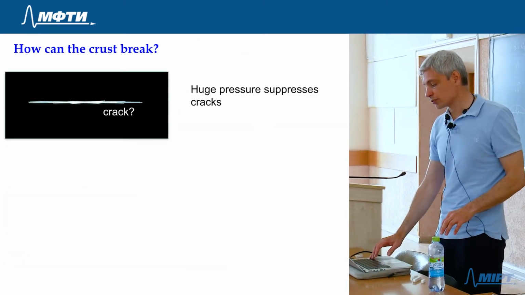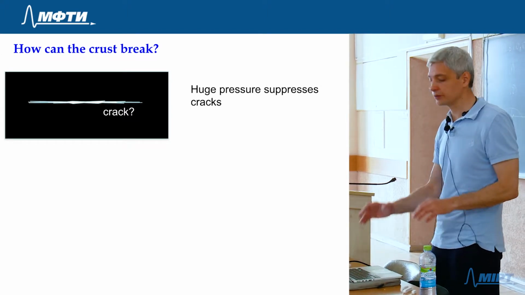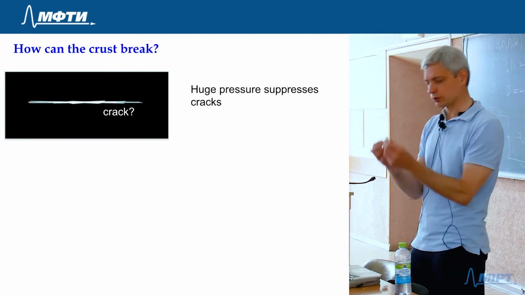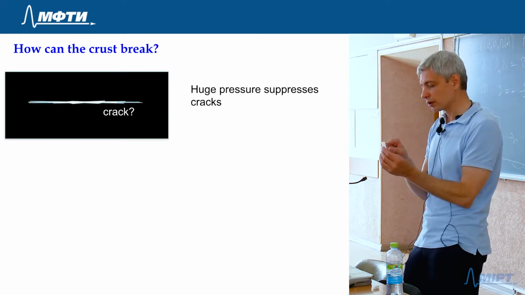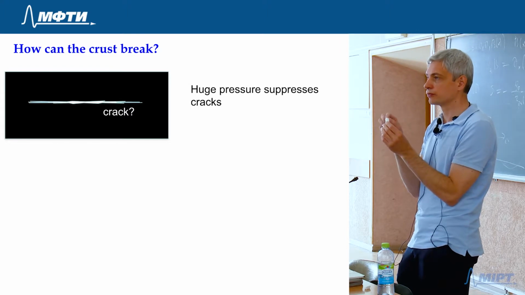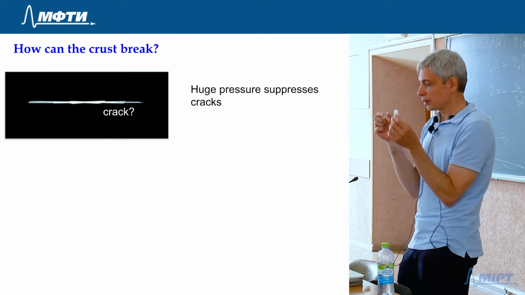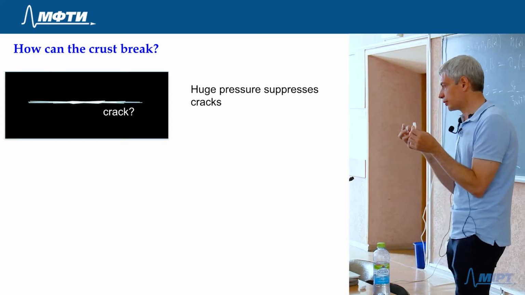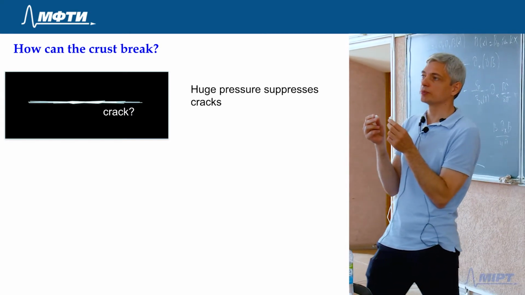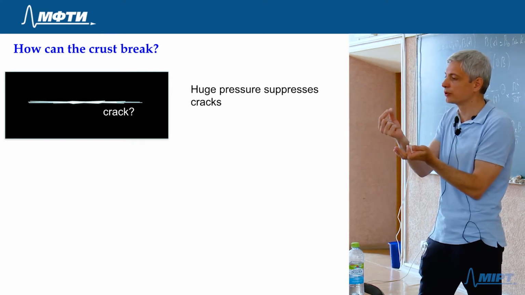How can this crust break? Well, there are not so many options. Naively, you take this and break it, so you create a crack. What is a crack? A crack is a void that is created first in the material, and then this void grows. That's the usual way of breaking material. Now, this cannot happen in a neutron star crust because it's under huge pressure in hydrostatic equilibrium. The material is very strongly compressed, so there's no way of creating the void.